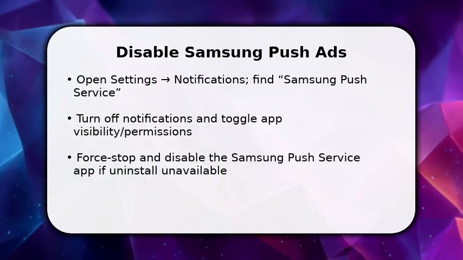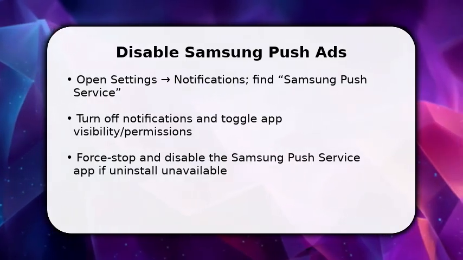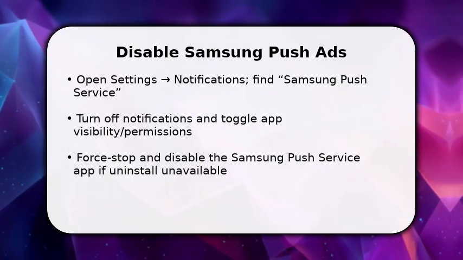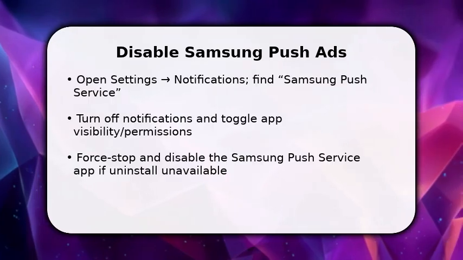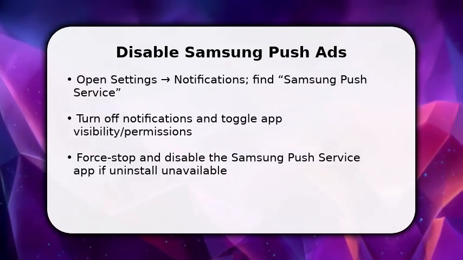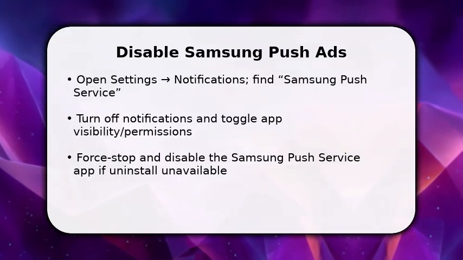You start by cutting the pipeline. Open Settings and go straight to Notifications, then locate Samsung Push Service. You want to turn off notifications and remove permissions that allow pop-ups. Once done, go to Apps, force stop that package, and disable it if the option exists. This prevents it from restarting.